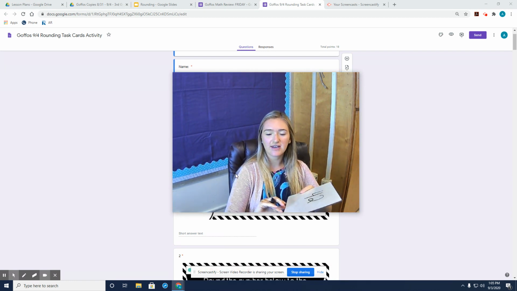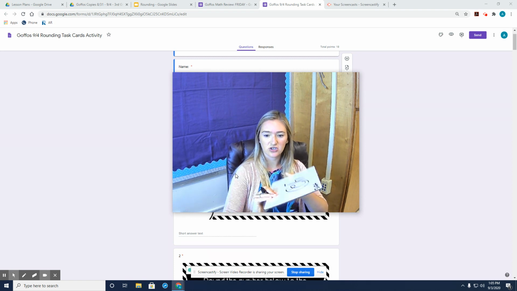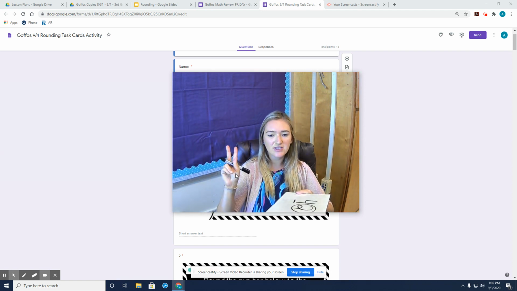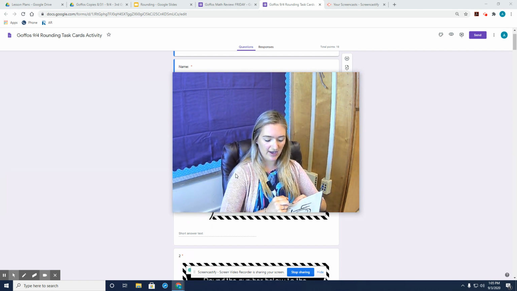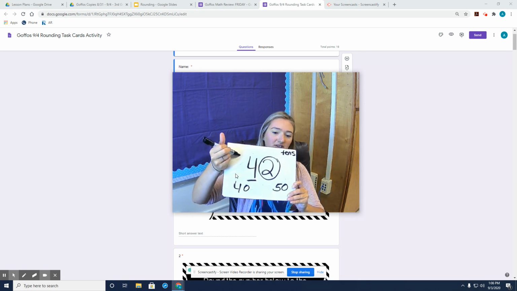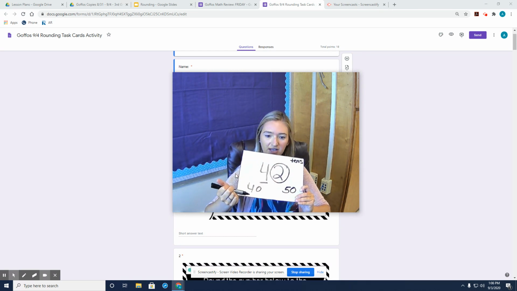So I have 42. I'd like to round it to the tens place. So I'm going to underline my 4 and circle my 2. And then I'm going to write down the two tens that 42 falls between. So I have 40 and 50. So again, you look right here, you look at your 10 spot and it has a 4. So you know you're going to start with 40 and then add 10 more to get 50.